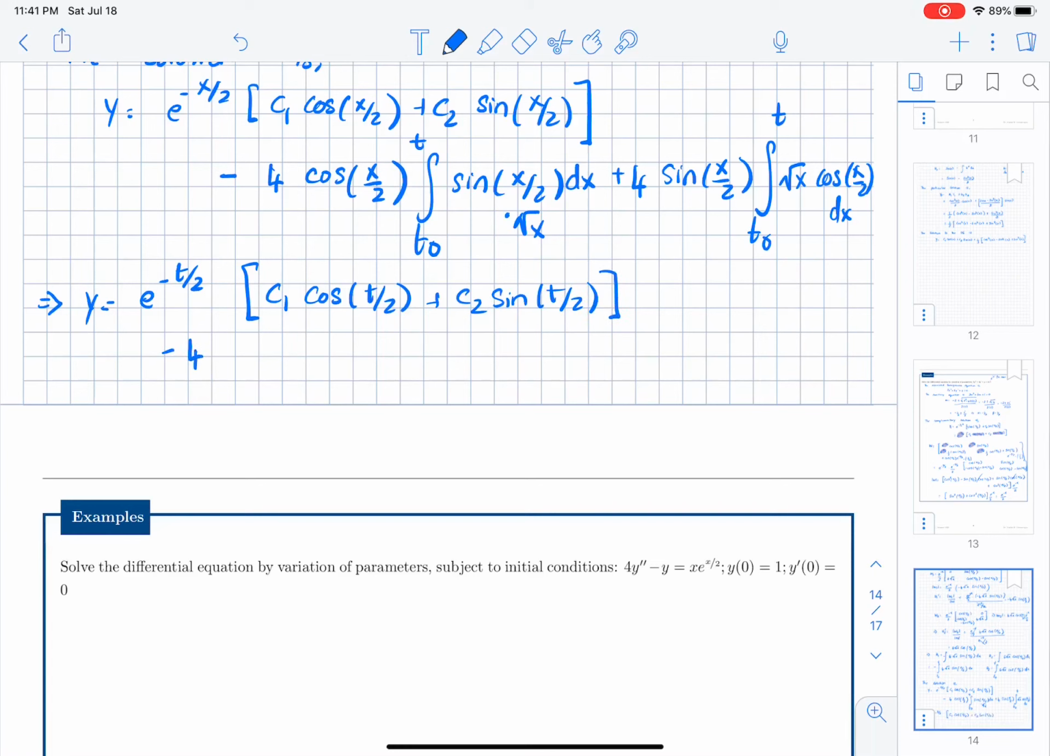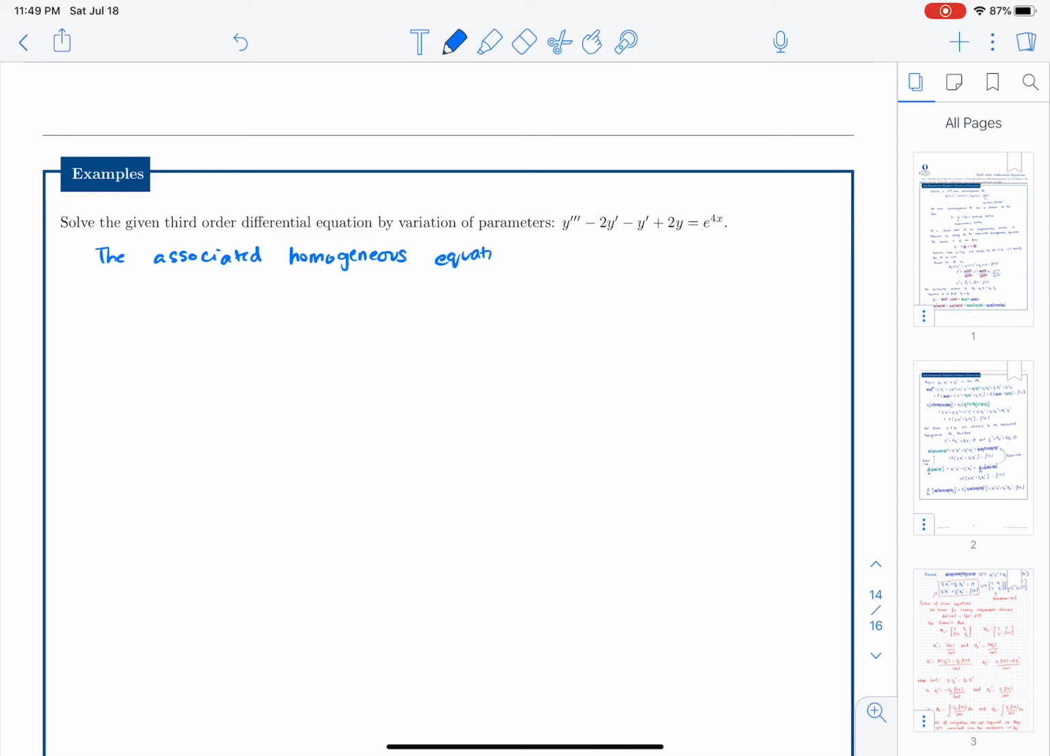So here we have a third order DE. The associated homogeneous equation is y triple prime minus 2y double prime minus y prime plus 2y equals 0. And this would be the auxiliary equation: m cubed minus 2m squared minus m plus 2 equals 0.